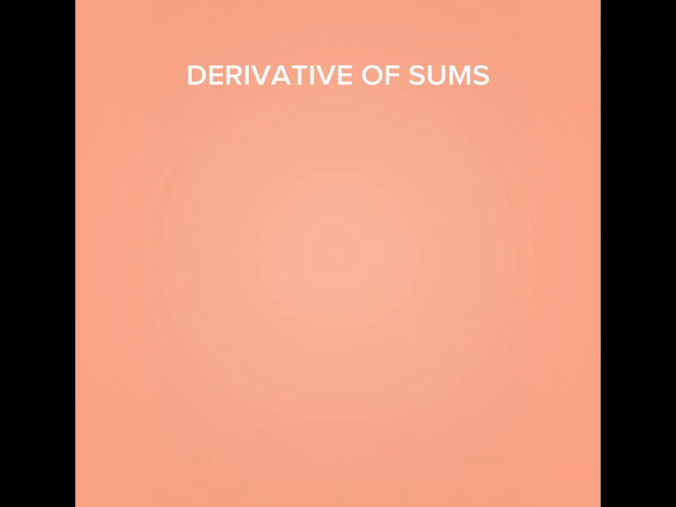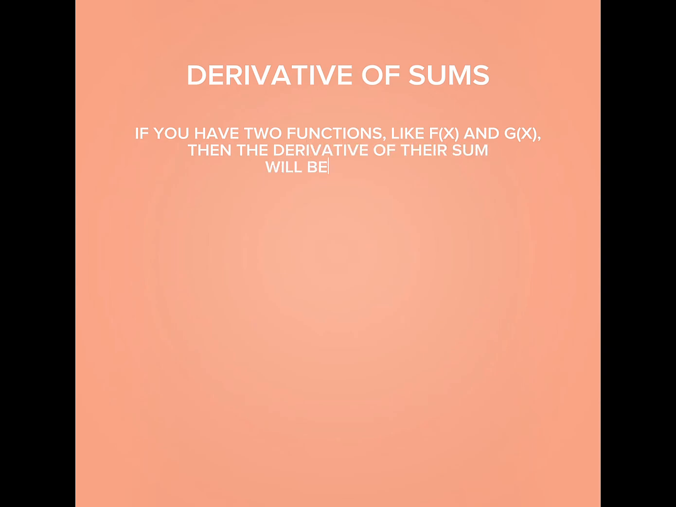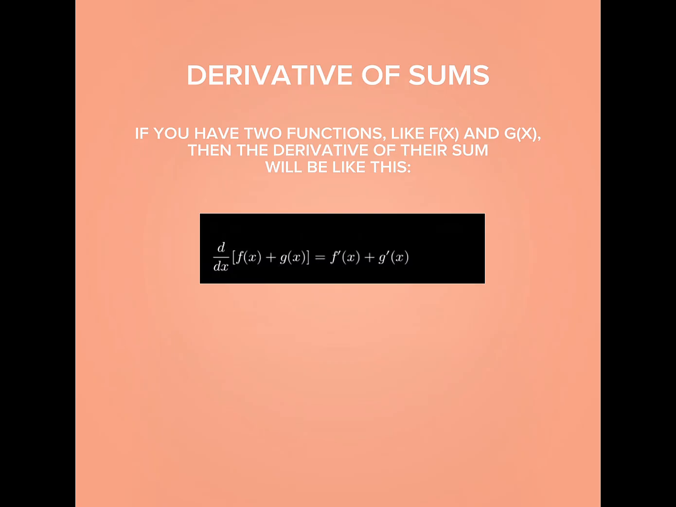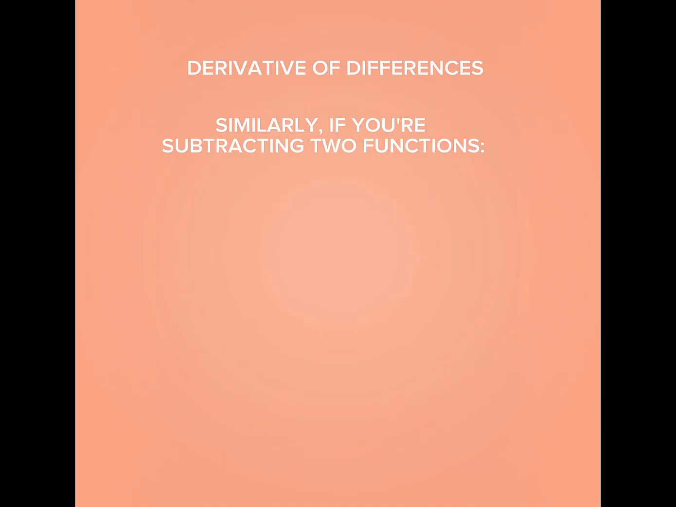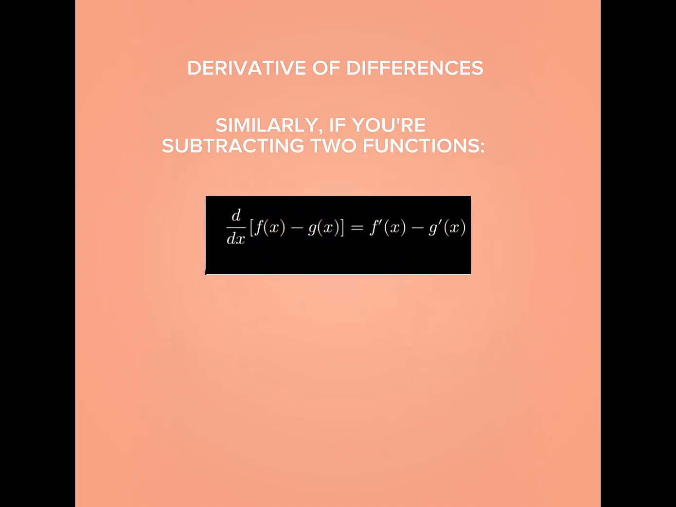Let's move to the next part, which is derivative of sums. So if you have two functions like f(x) and g(x), then the derivative of their sum will be like this. So we just take the derivative of each function separately and then add them. The second one is derivative of differences. Similarly, if you are subtracting two functions like this, again take the derivative individually and subtract.